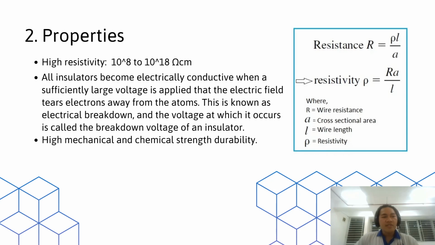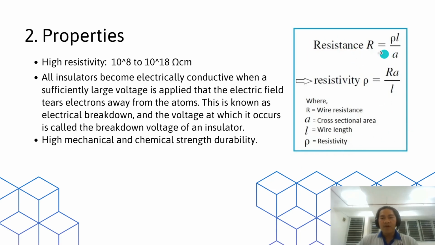Properties. It has high resistivity from 10 to the power of 8 to 10 to the power of 18 ohm centimeter. All insulators become electrically conductive when a sufficiently large voltage is applied, such that the electric field tears electrons away from the atoms. This is known as electrical breakdown, and the voltage at which it occurs is called the breakdown voltage of an insulator. And the insulator has high mechanical and chemical strength and durability.